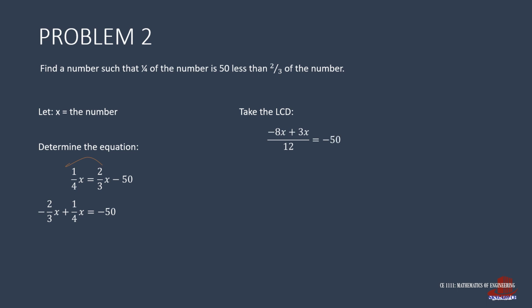With denominators of 3 and 4, we take the LCD as 12. This makes the equation as negative 8x plus 3x over 12 as equal to negative 50. Simplify the numerator to have negative 5x over 12 to be equal to negative 50. Through cross multiplication, we get negative 5x as equal to negative 600. So x is then solved by dividing both sides by negative 5. x then becomes 120.